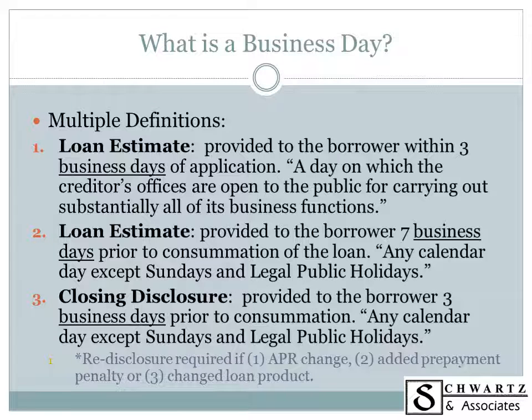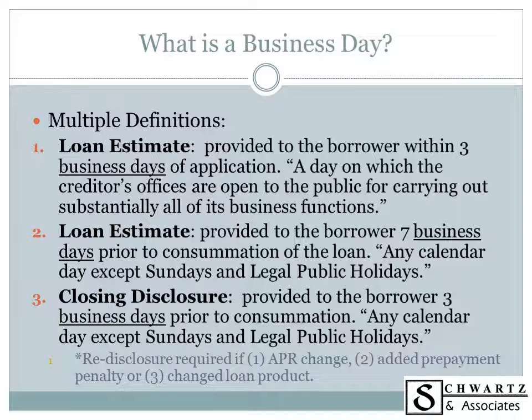Thank you, Georgette. There are two different definitions of business day that pertain to the loan estimate. Thankfully, these two definitions are the same two TILA currently uses and are defined in the Mortgage Disclosure Improvement Act. The loan estimate must be provided to the borrower within 3 business days of application. Business day in this scenario is defined as a day on which the creditor's offices are open to the public for carrying out substantially all of its business functions. This is the same timing requirement that the initial TIL has. And here, provided means delivered to the consumer or placed in the mail.